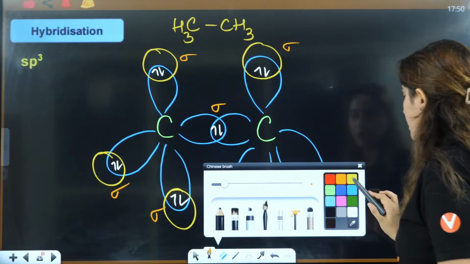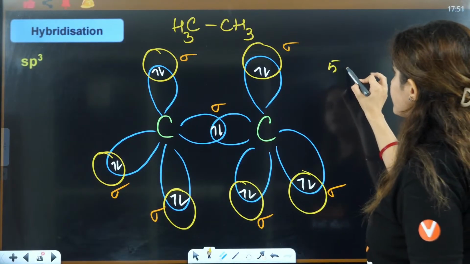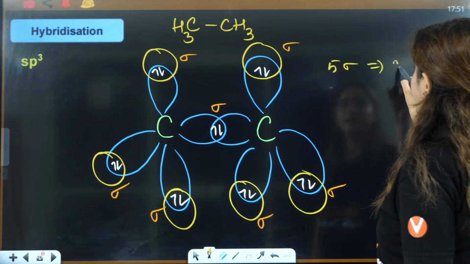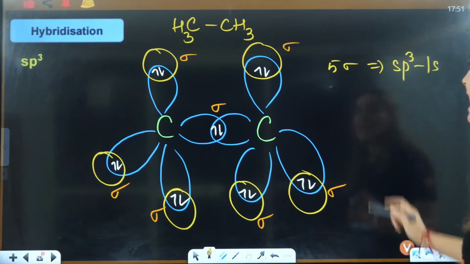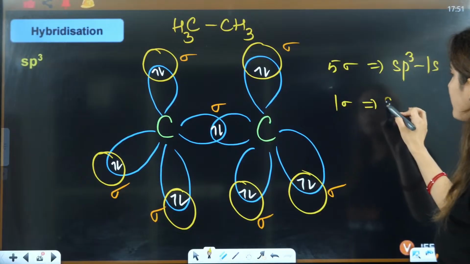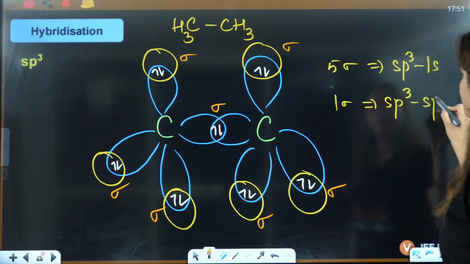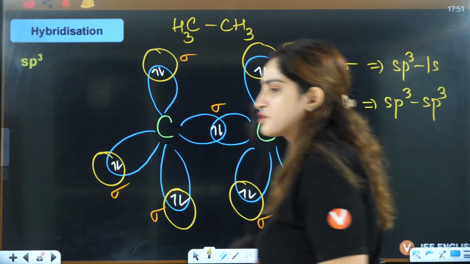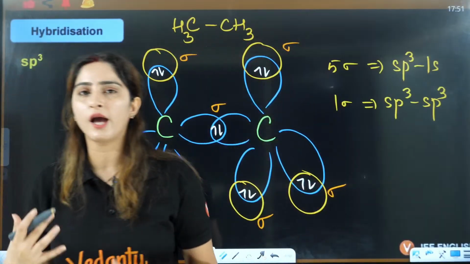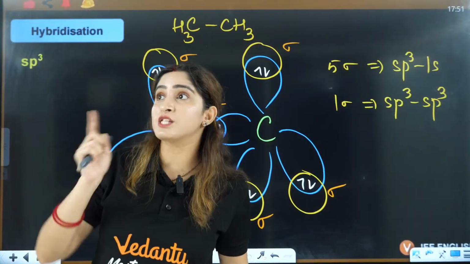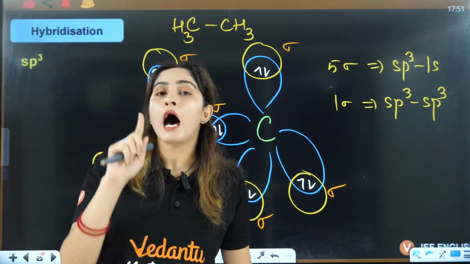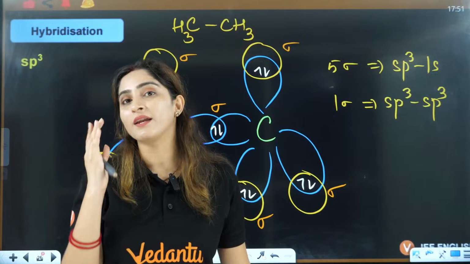All are sigma, but out of these, 5 sigma bonds are between sp3 hybridization and 1s of hydrogen, and 1 sigma bond is between sp3 and sp3 hybridization. So these kinds of questions they also ask, that in this compound how many bonds will be sp3 hybridized, how many bonds will be sp3-1s hybridized.